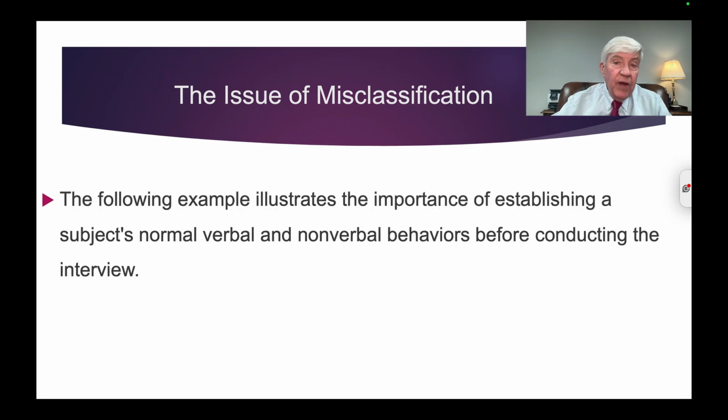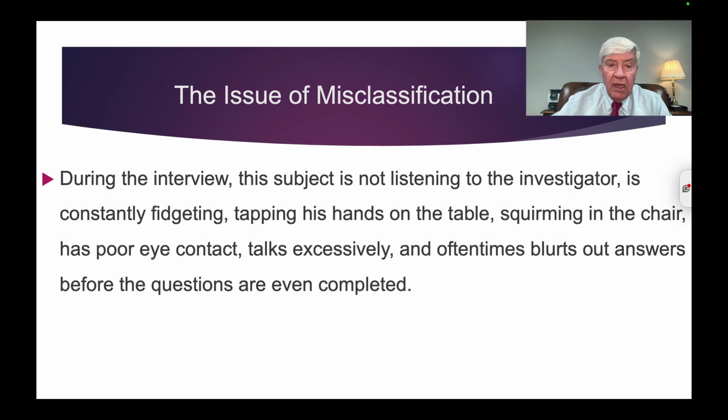The following example illustrates the importance and the absolute need to establish a subject's normal verbal and nonverbal behavioral pattern before conducting the investigative interview process. During this particular interview, the subject is not listening to the investigator, is constantly fidgeting in the chair, tapping his hands on the table, squirming around, has poor eye contact, talks excessively, and oftentimes blurts out an answer before the question is even completed.